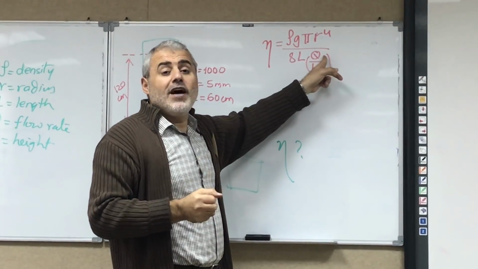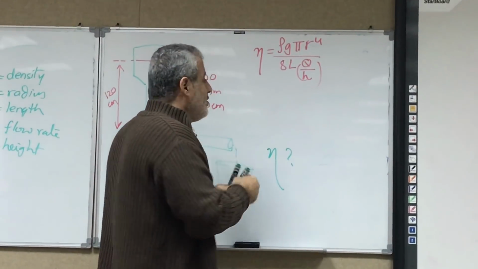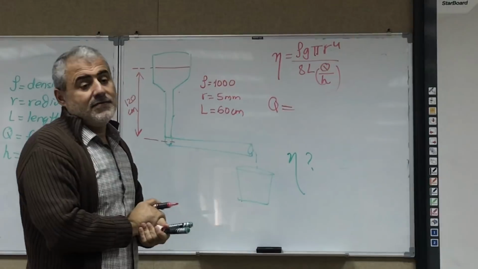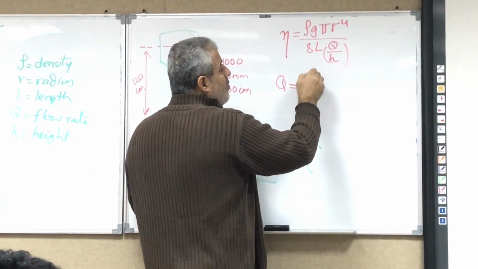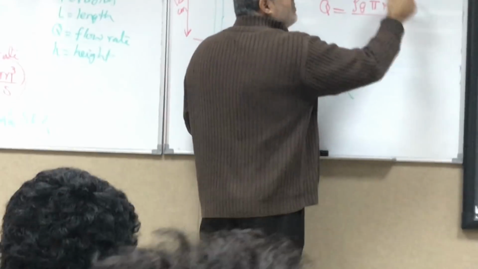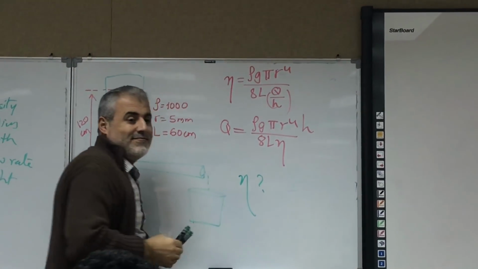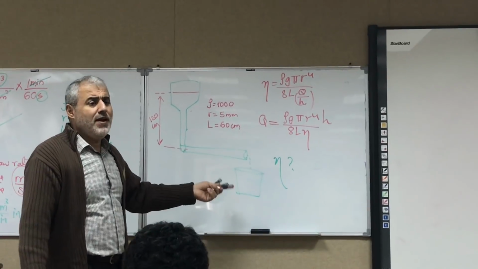Now, if they ask us to find Q, they give us everything. You need to make Q the subject. So if I ask this question, Q equals what? Everything on top of the fraction is multiplied. Rho g pi r to the power 4 times h, by the way, over 8 l. Is that easy for you? Yes, that's simple math.